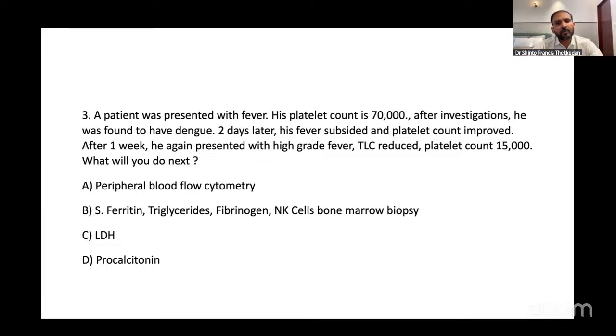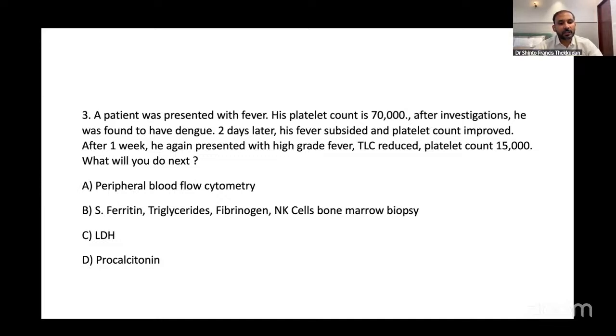So peripheral blood flow cytometry, why would you do it in the first place? That's the question, unless you're suspecting some malignancies, leukemias. But here the clinical scenario is different, right? So the patient had a dengue fever, he had a drop in platelet, which is naturally expected. And after that, as a second event, he again developed a high-grade fever, or probably it could be a secondary infection, but the cytopenias are there. It could be sepsis, it could be anything. But flow cytometry as a first step, I don't think it should be the second option.